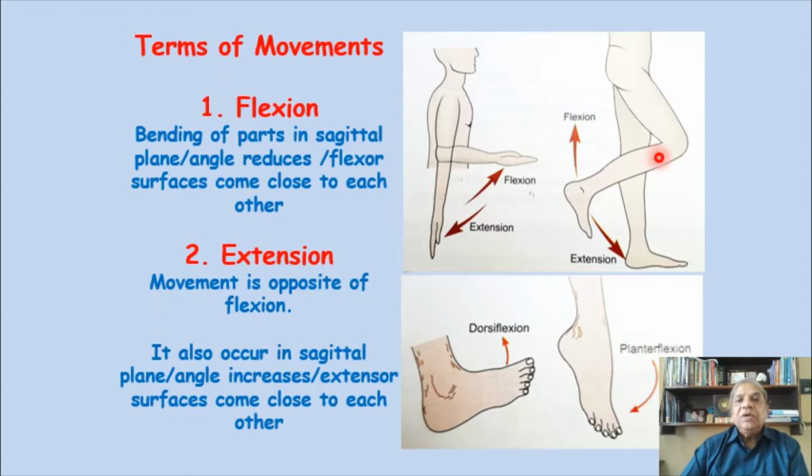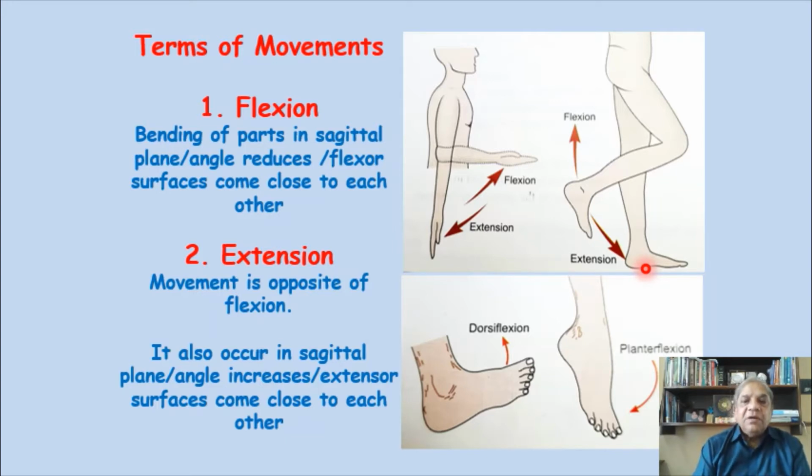Same is true for the lower limb. Here if you bring the leg again towards the anatomical position, this will be called the extension movement. Again the leg is going away from the thigh, and the angle between the thigh and the leg is increasing. So these are the two movements which come in pair and have opposite meaning, flexion and extension.